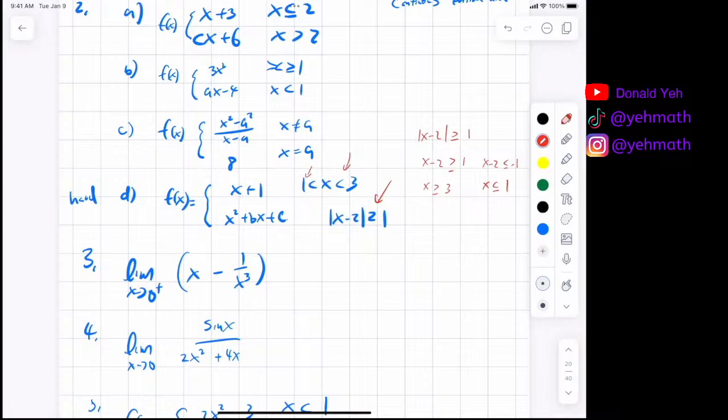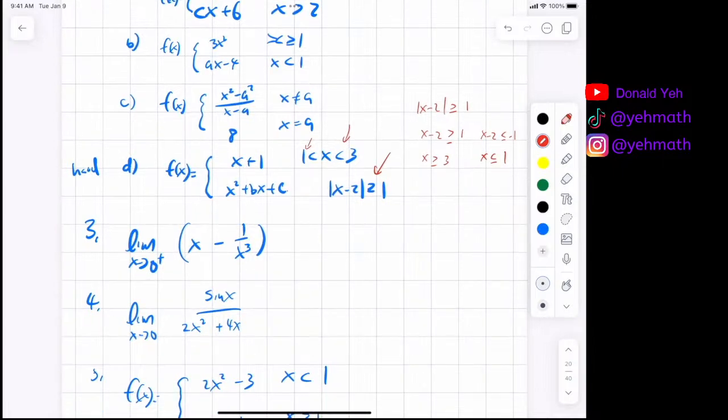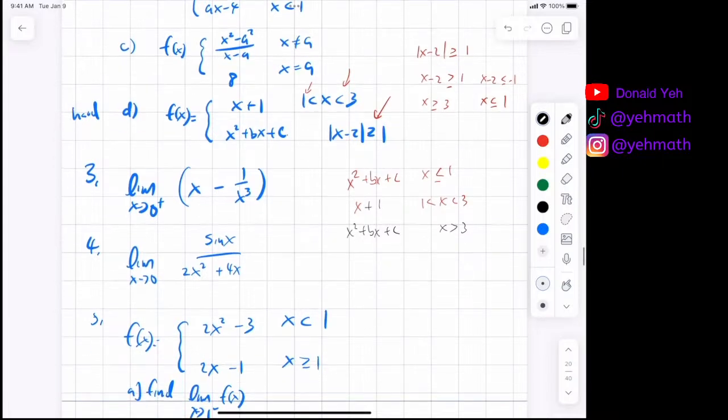So what's interesting is this question should be written as x squared plus bx plus c when x is less than 1. We're going to write it in order according to the domain: x plus 1 for 1 less than x less than 3, and the next one is x squared plus bx plus c when x is greater than 3. So obviously there was a break between two points, right?